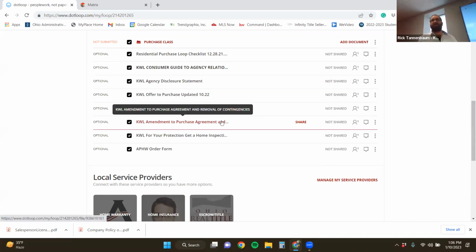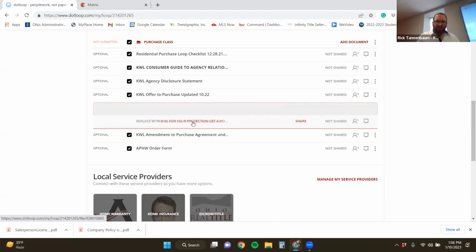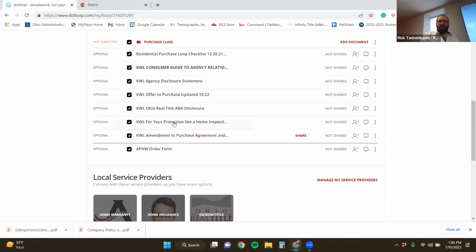The removal of contingencies, actually, this is not the right order because I would do that there. For your protection, get a home inspection. This is a required document. It's an FHA document, and I've decided to make it required for all of our contracts, even if it's not an FHA buyer. The reason being, we added that as a required document about a year ago maybe, when buyers were all passing on inspections to be more competitive in that market.